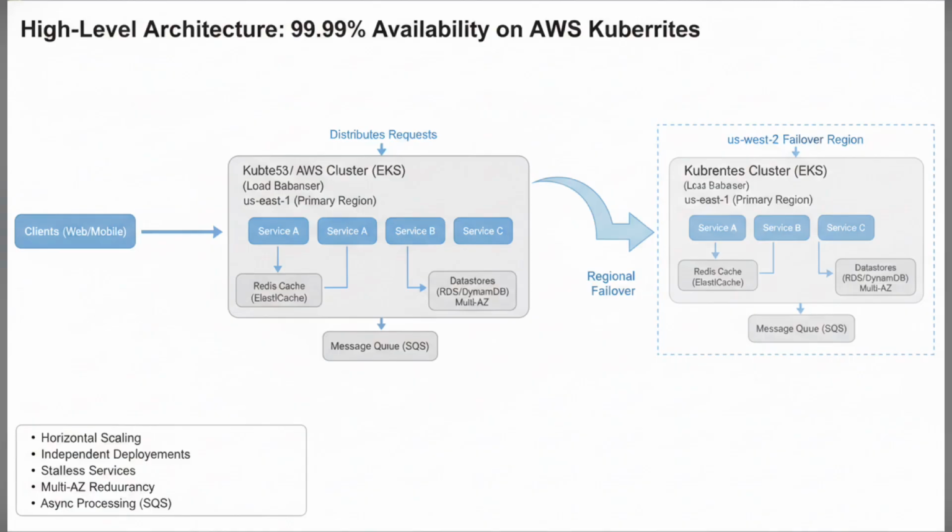In this architecture, we start with the clients who initiate requests to our services. These could be web or mobile applications that generate traffic. To manage this incoming traffic effectively, we employ a load balancer. The load balancer distributes the requests across multiple instances of our backend services running in Kubernetes. This ensures that no single instance becomes overwhelmed, thus enhancing performance and availability.